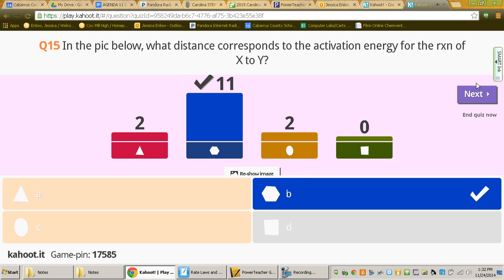I'm not sure who did this, but you've got to look at the energy of the reactants up to the transition state, and that's your activation energy.